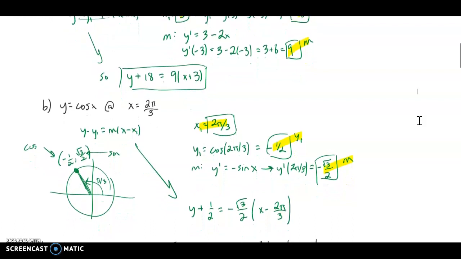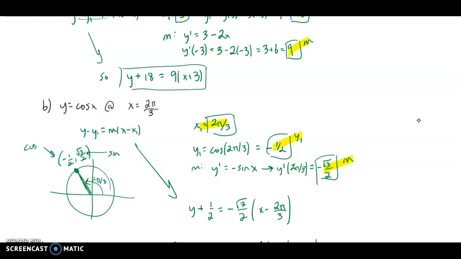Okay, so cosine x at 2 pi over 3. x1 is 2 pi over 3. I've got my point slope. I knew I was going to have to do some trig work at 2 pi over 3. So I drew the unit circle, 2 pi over 3. That's before the 45-degree angle. It's the first spot we stop at as we're in this quadrant as we're going around. So go 2 pi over 3 like this.